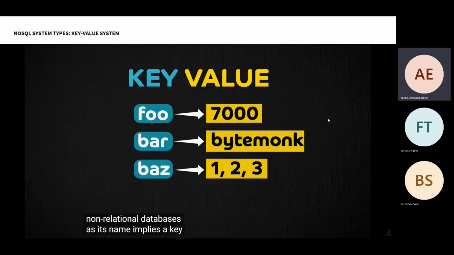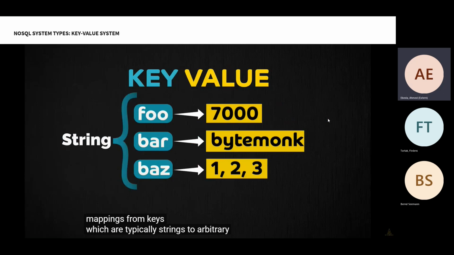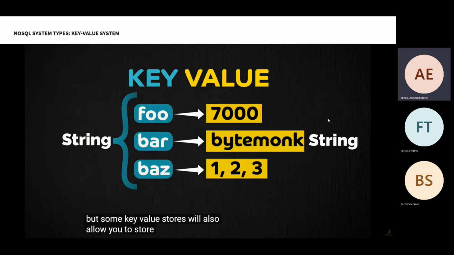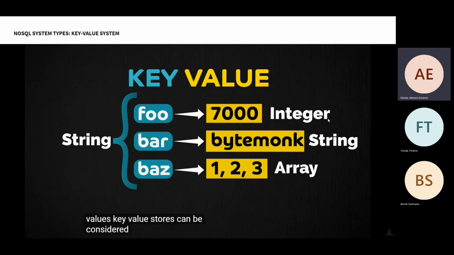As its name implies, a key value store is a database that allows you to store mappings from keys, which are typically strings, to arbitrary values. These values are also stored as strings. But some key value stores will also allow you to store integers or arrays as values. Key value stores can be considered the most primitive and simplest version of all databases. It just has one-way mapping from the key to the value to store data. The lack of any imposed structure makes them extremely flexible.